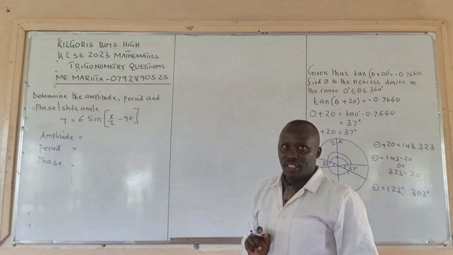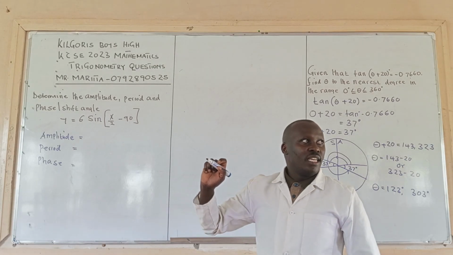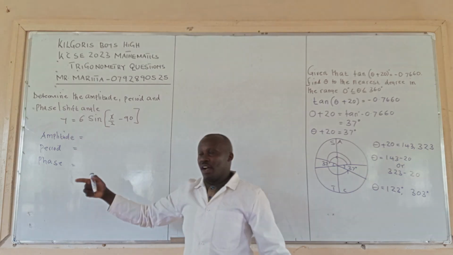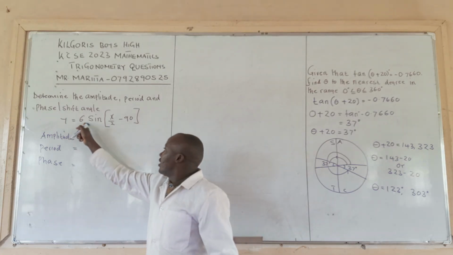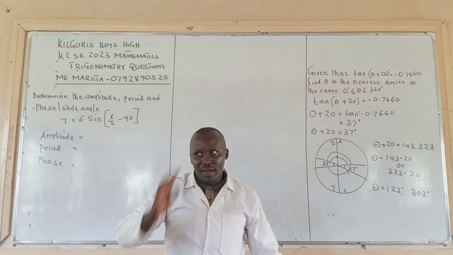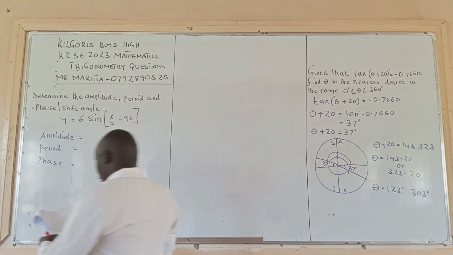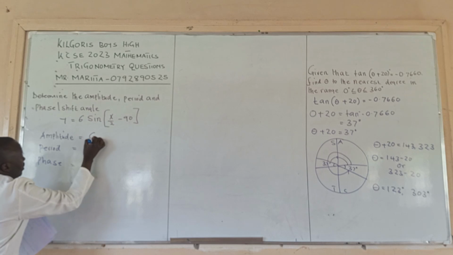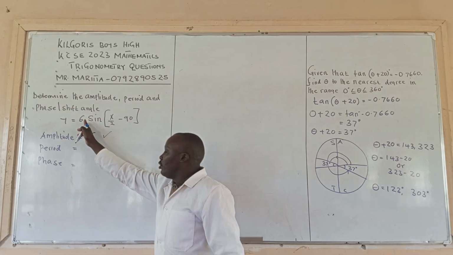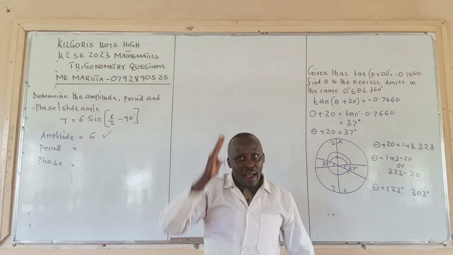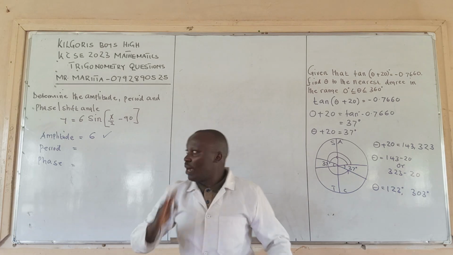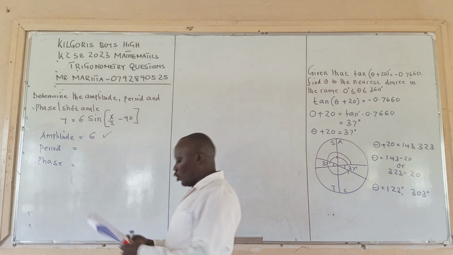If you need the amplitude, you just identify the value before the sine, or the value before the cos. So in this case, you have 6 sine. So the number which is here before the sine is automatically the amplitude. So in this case here, the amplitude is equivalent to 6. You get it like that, because you just identify the number which is here before the sine. The number before the sine, a number before the cos, a number before the tan, that one automatically becomes our amplitude.